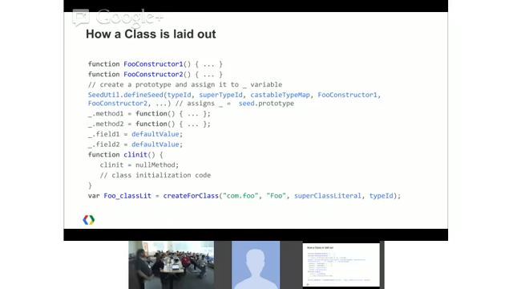And so what does this thing do? This defineSeed function basically creates an anonymous function, sets its prototype to be the prototype of the supertype ID, assigns the castable type map onto the prototype, and then sets foo constructor and foo constructor 2 to have the same prototype as the factory function.